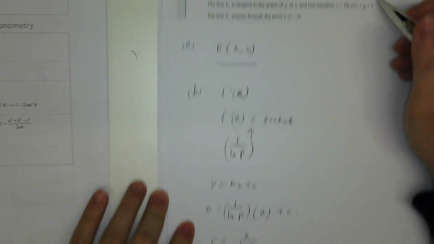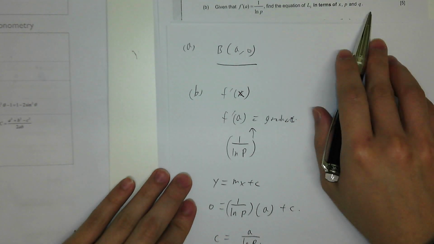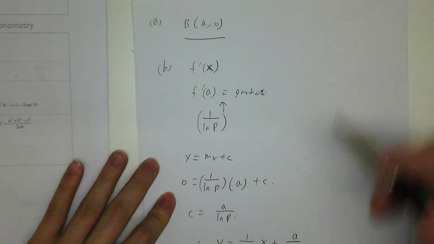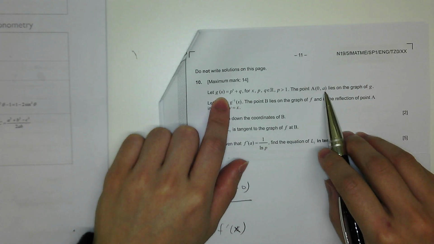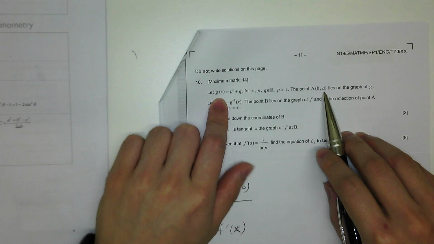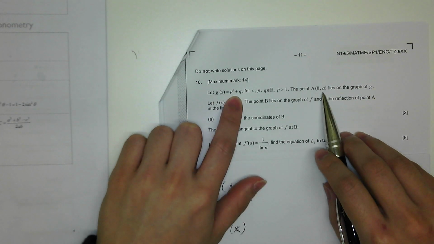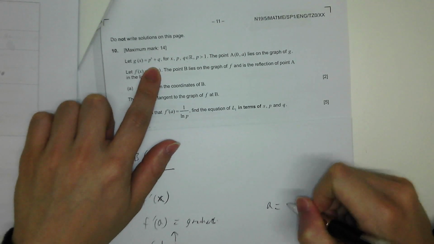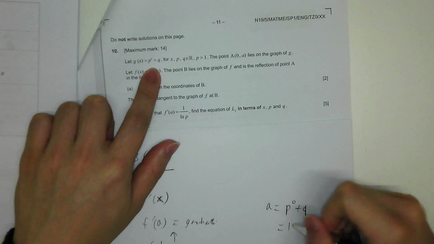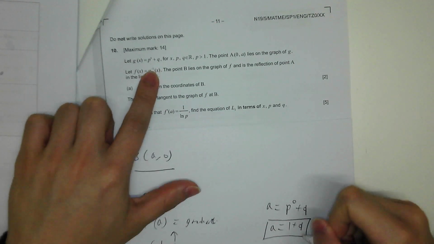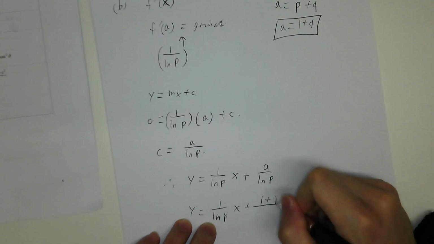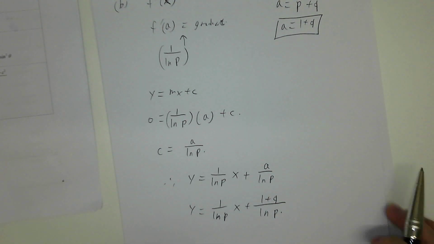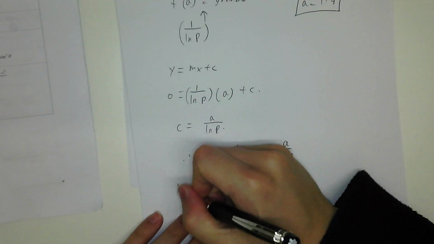Now we need it in terms of x, p, q. So we have to think about how to get rid of the a. Actually, a is the point on this g(x) graph. So we can sub y equals a and x equals 0. A equals p to the power 0 plus q. So p to the power 0 is 1, plus q. So a can be replaced by 1 plus q, giving 1 plus q divided by ln p. So that's it. That's the equation of L1.